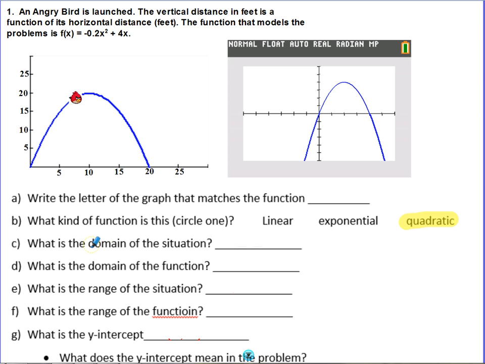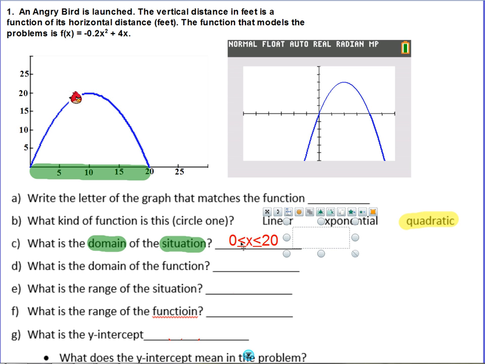What is the domain of the situation? Okay, domain means what x values happen in the situation. X values start here at 0, and they end at 20 in the situation. We can write that a couple different ways. We can write it as a compound inequality: 0 less than or equal to x, less than or equal to 20. Or we could write it in interval notation. Square brackets mean it can be equal to 0. Another square bracket, it can be equal to 20.